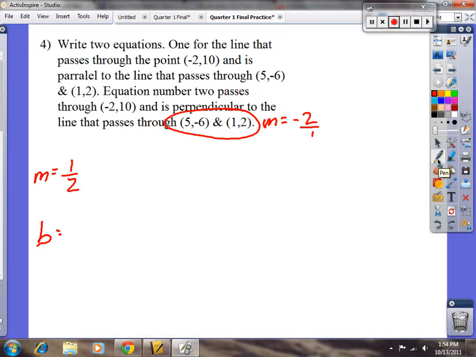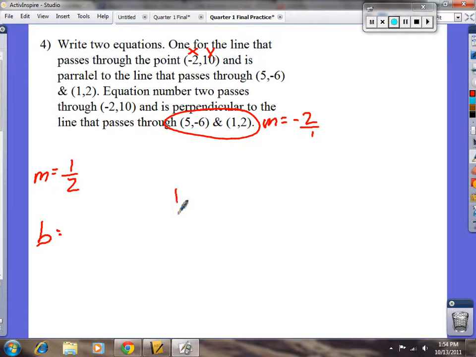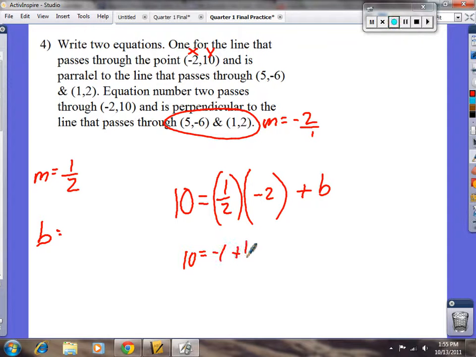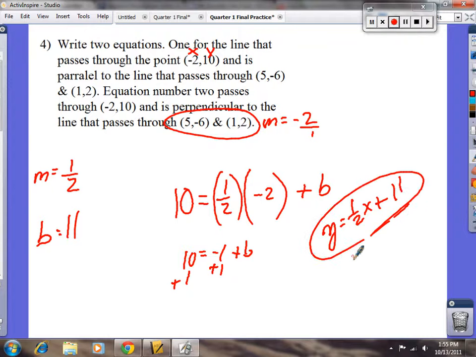Okay, now, to find b, let's use this x and this y. So let's do the same thing. y equals m times x plus b. So what's a half times a negative 2? Negative 1. So 10 equals negative 1 plus b. Plus the 1. Plus the 1. b is 11. Wow, I feel really accomplished. And plug them in. y equals 1/2 x plus 11. So two lines. One's a parallel, one's a perpendicular.